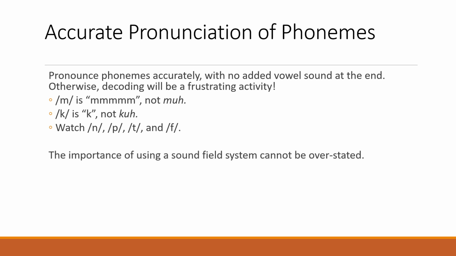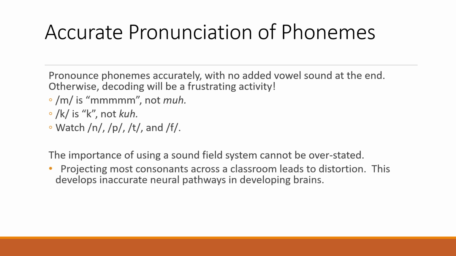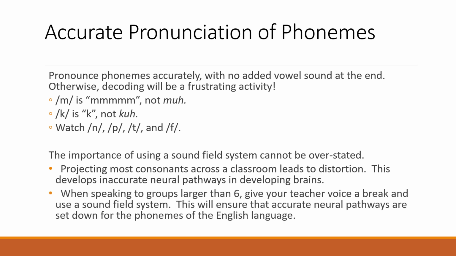The importance of using a sound field system cannot be overstated. Projecting most consonants across a classroom leads to distortion. This develops inaccurate neural pathways in developing brains. When speaking to groups larger than 6, give your teacher voice a break and use a sound field system. This will ensure that accurate neural pathways are set down for the phonemes of the English language.